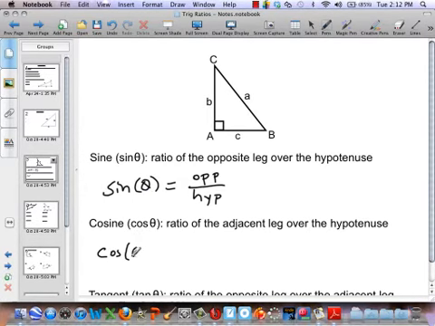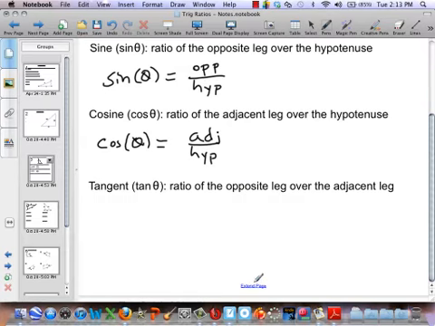So the cosine of theta, really theta is just like saying x, it's just another variable. So if that's throwing you guys off, don't let it, it's just a variable. The cosine of theta is the adjacent leg over the hypotenuse. And the last one I want to talk about today is tangent. The tangent of theta is opposite over hypotenuse. Sorry, we already did that. Opposite over adjacent.